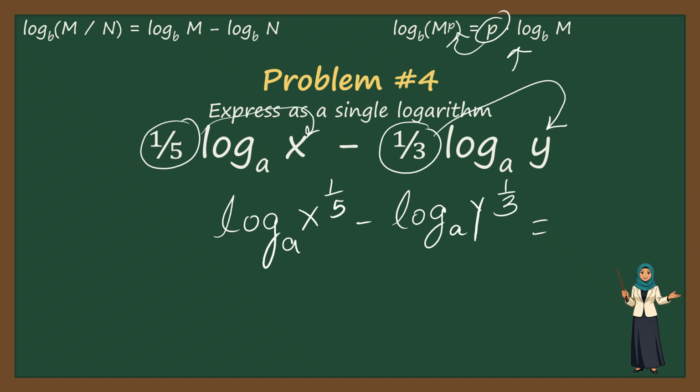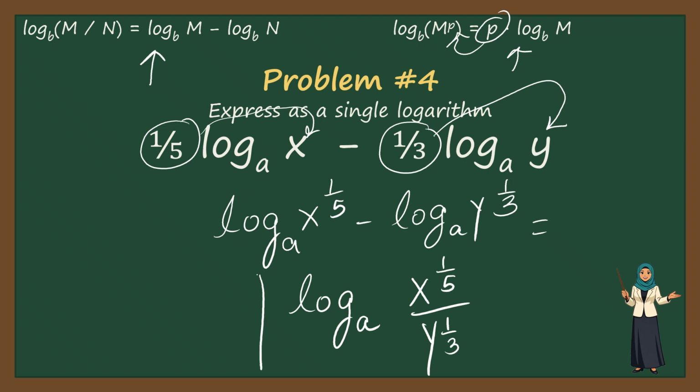Okay, so we've taken care of that. Only take care of it one time. Don't do it more than once. Just apply these formulas or these properties once. So therefore now we have to use our quotient rule. So we have a subtraction, we have to divide. So we have log base a of x to the 1/5 divided by y to the 1/3. That is our final answer.